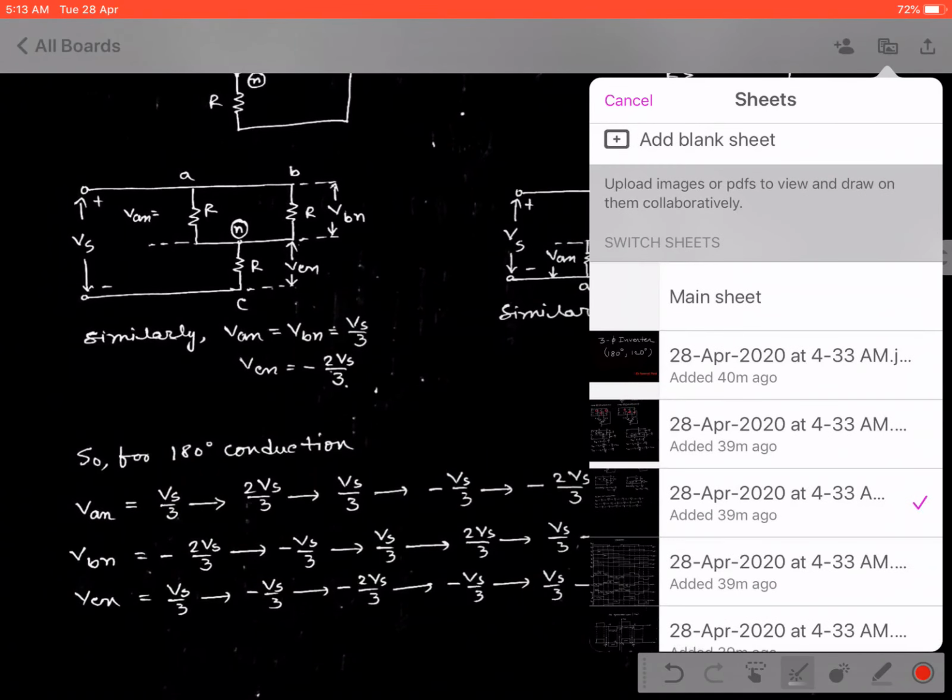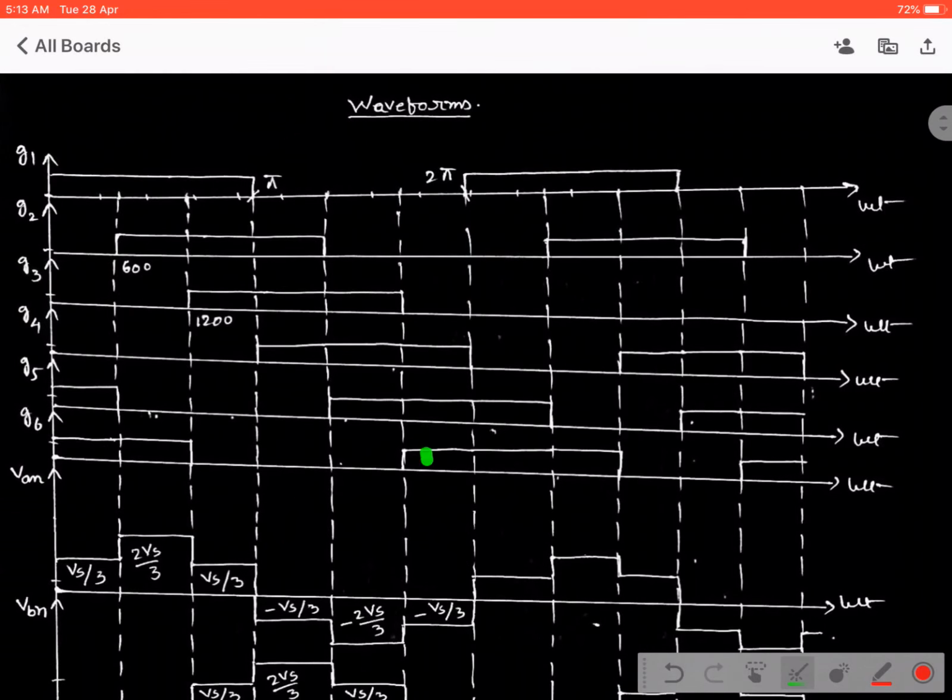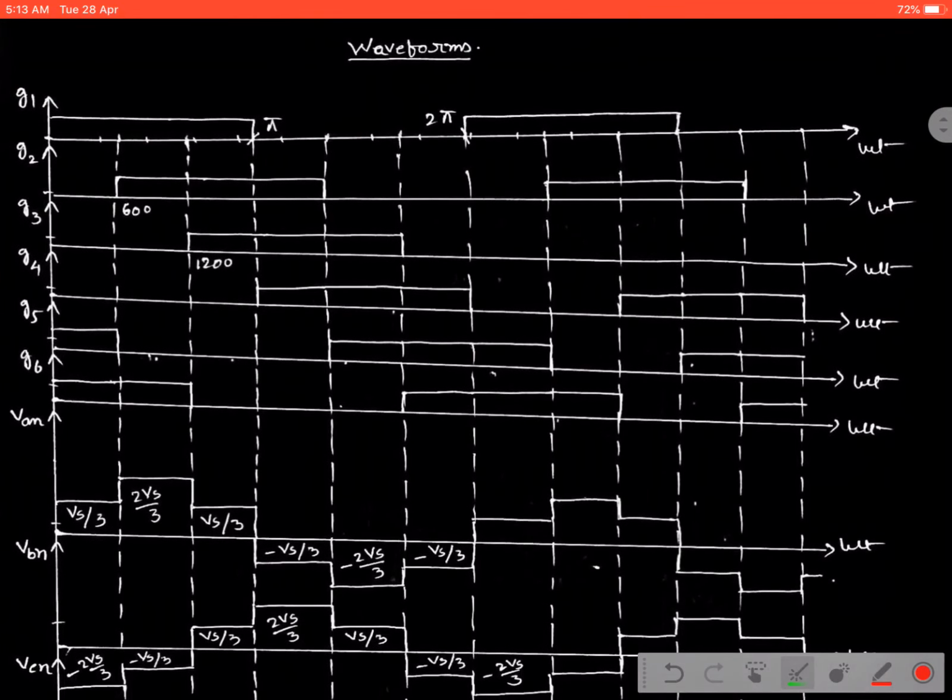So in this waveform, see, here are mentioned all the triggering pulses. Suppose for G1 for S1, for S2 G2, for S3, S4, S5 and S6. As we know, this is a 180 degree conduction mode. That is why each switch will be conducted for 180 degree.